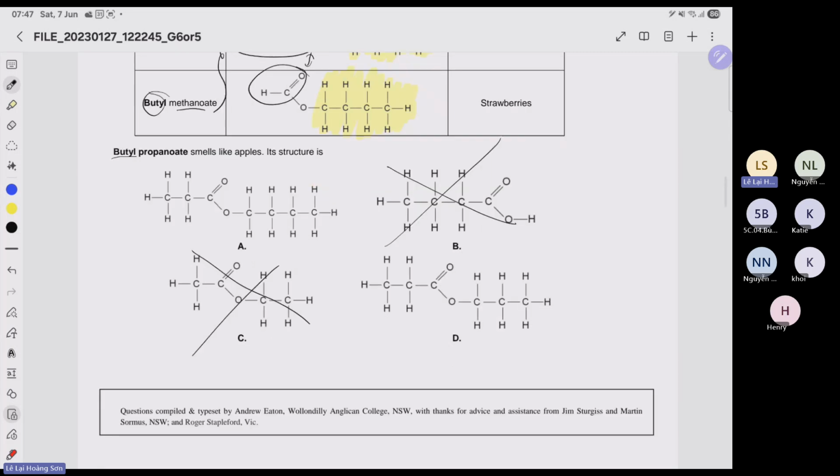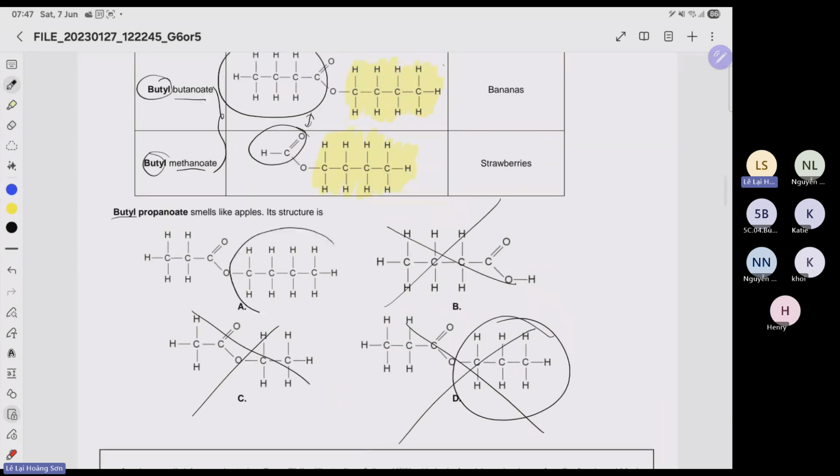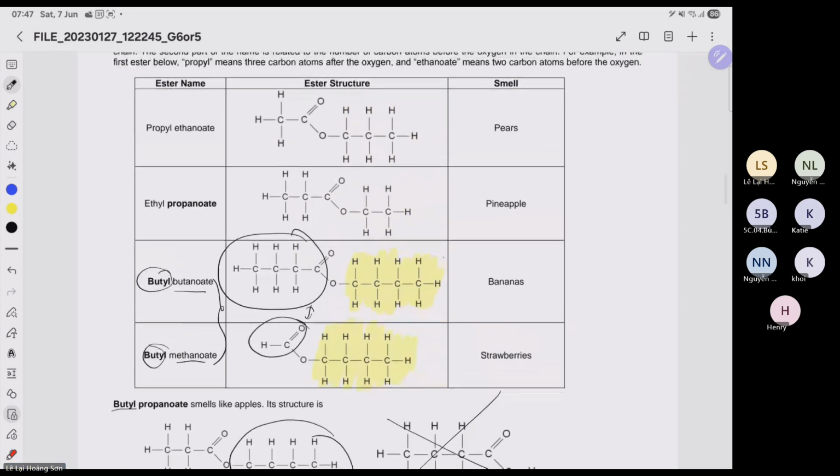So you only have A or D. Or you can also eliminate D because you see butyl is not in D. So butyl is here, right? So it's A. But you also want to take a look at the other one.